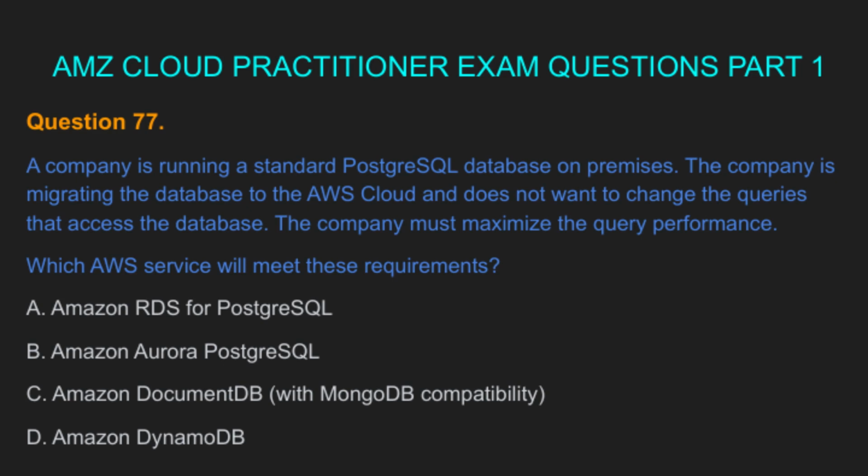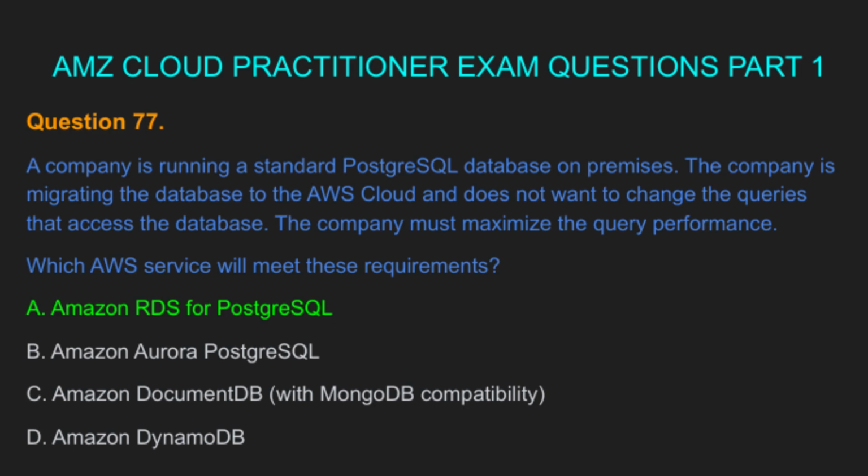A. Amazon RDS for PostgreSQL. B. Amazon Aurora PostgreSQL. C. Amazon DocumentDB, with MongoDB compatibility. D. Amazon DynamoDB. The answer is A.